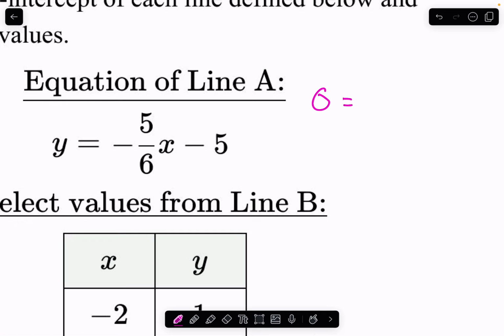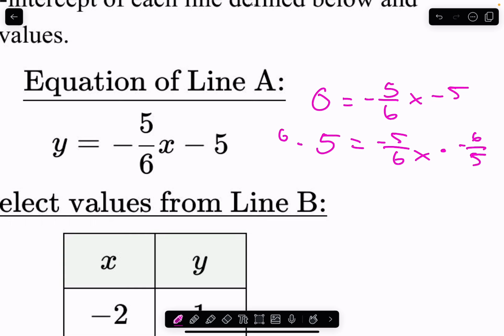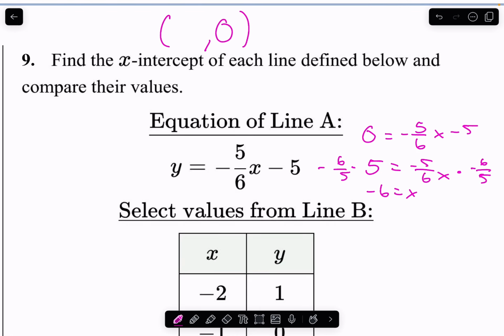So we've got 0 equals, and then we've got negative 5/6 x minus 5. We add 5 to both sides. And then we can multiply by the reciprocal here. And we get negative 6. All right. So for line A, the x-intercept is negative 6.